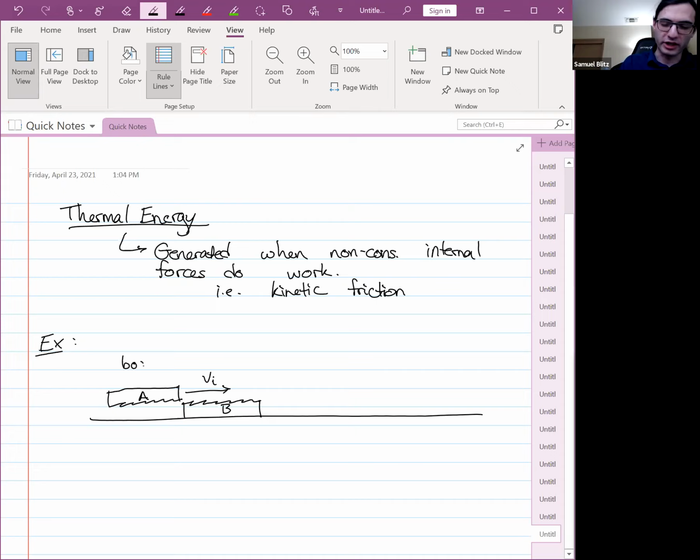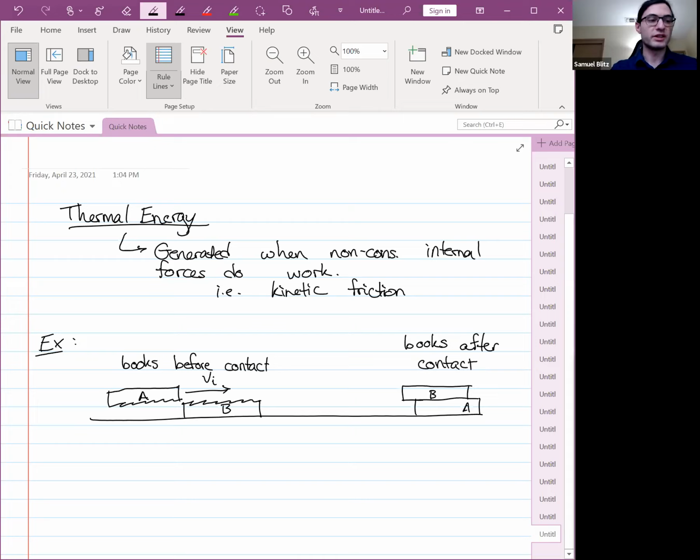This is the books before contact. And then it's going to move to the right and make contact with book B. So then at a later time, book A slides on top of book B. They make contact and they rub against each other. And so book A ends up pushing book B along and book B ends up slowing A down. So we can see here that this will produce thermal energy. And so these will end up traveling at some same speed together, call it VF, right?